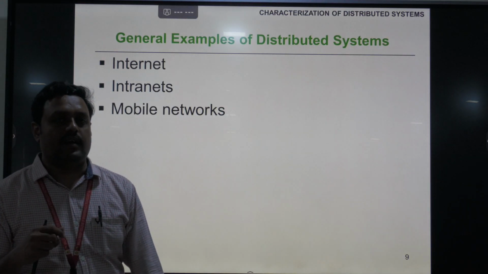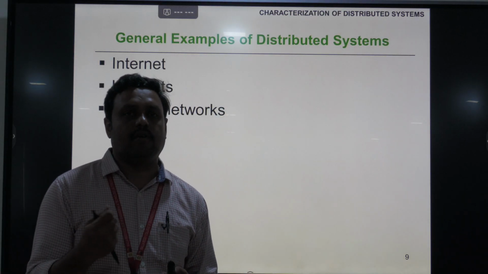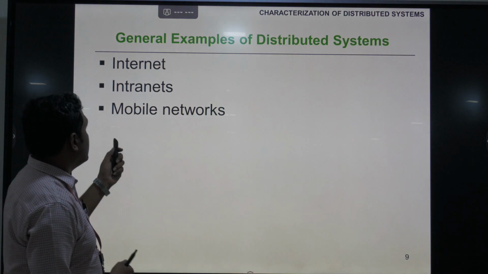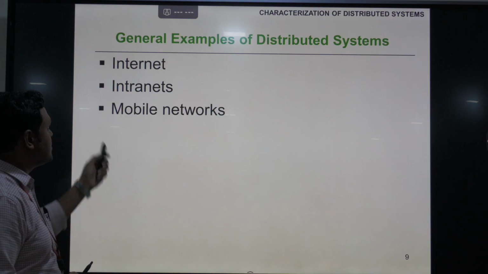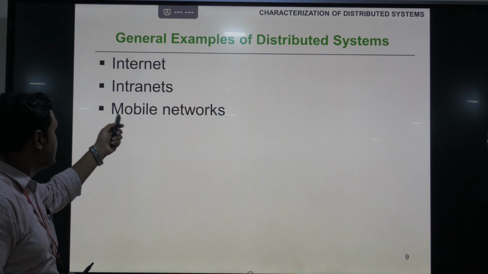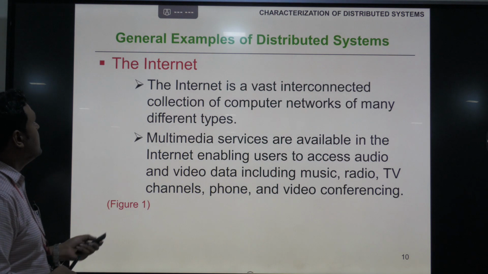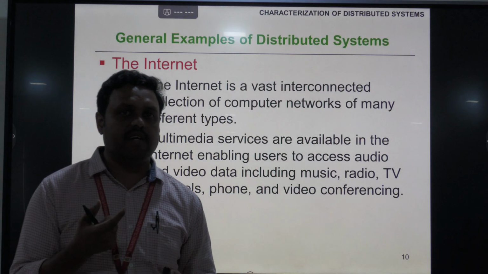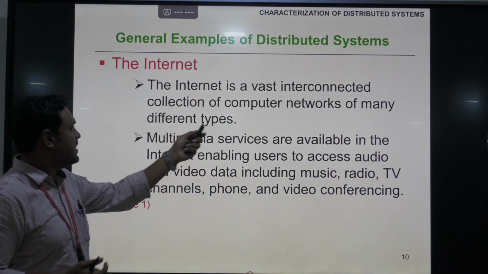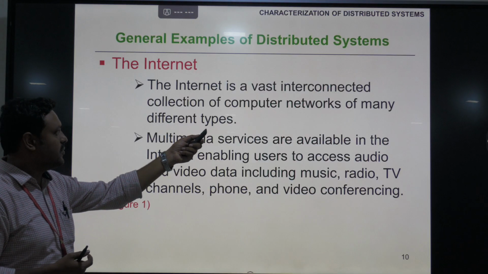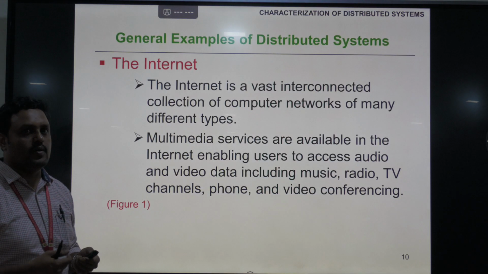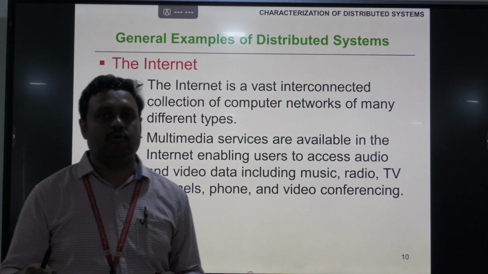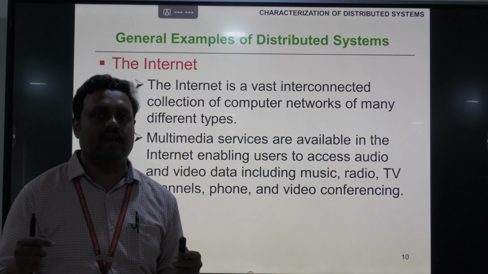Let us see the basic examples of distributed systems that we can see in real life. These are the general examples, starting with the internet, intranets, and mobile networks. Coming to the internet, as we are very familiar with the term, the internet is basically a vast interconnected collection of computers and networks of many different types. We use networks in our daily life, in which our mobile phones, laptops and computers are connected with Wi-Fi, right?